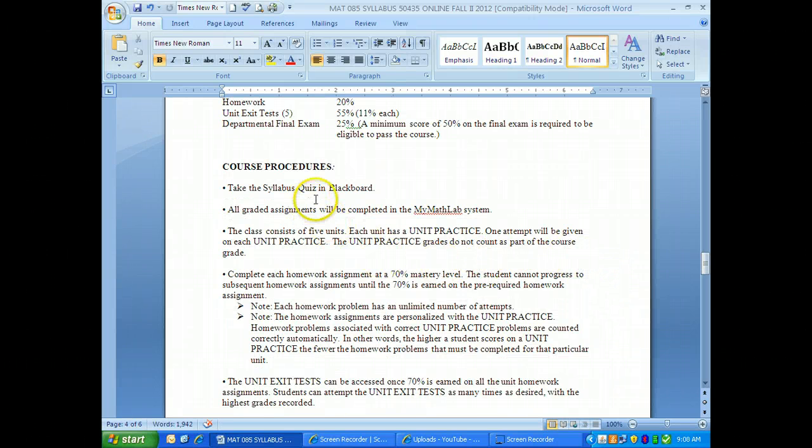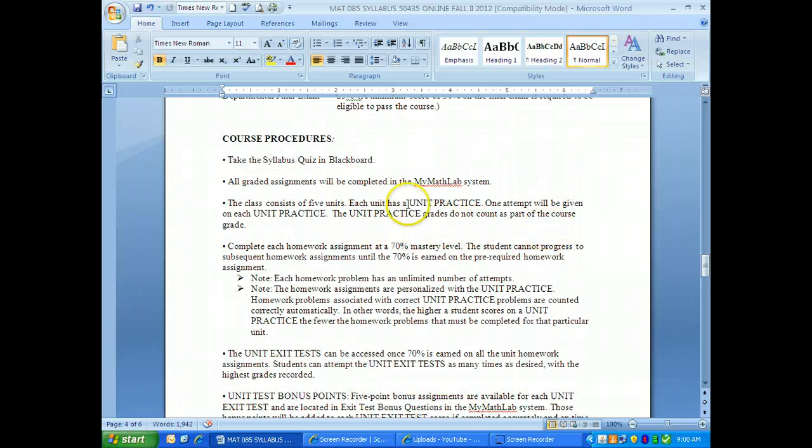You take the syllabus quiz in Blackboard. You can't even access MyMATLAB or register in MyMATLAB for the course until you take the syllabus quiz, because that is where you'll find the course ID for the MyMATLAB portion of the class. All graded assignments are found in the MyMATLAB system. The syllabus quiz does not count as part of the grade.